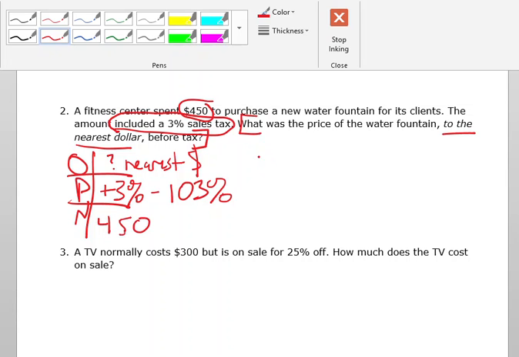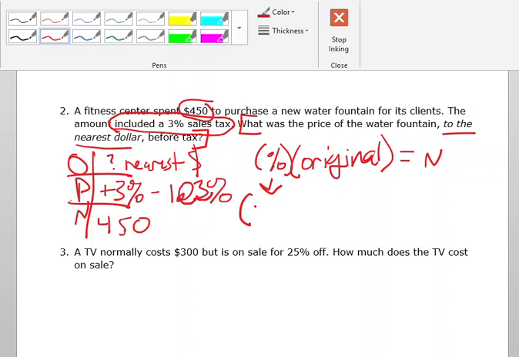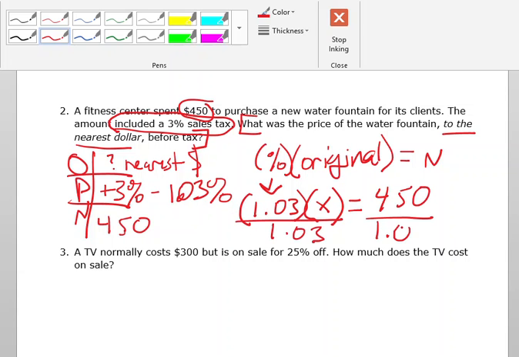Okay, so I'm going to go over here. Percent times original is equal to new. Again, the percent paid was 103%. So it's 1.03. The biggest mistake I'll see here is people putting 1.3, but that's 130%, right? So we want to make sure that we're doing 103%, not 130%. My new price was 450. Divide both sides by 1.03. All right, so let's see here.